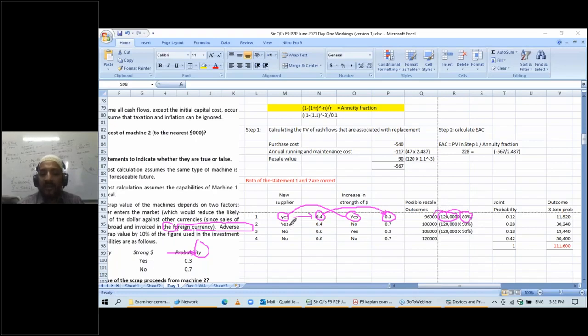Now in the second case, there is a supplier entering the market, but no change in the strength of the dollar. So only one variable is changing. That's why I'm taking a 10% change. Over here also only one variable is changing. The strength of the dollar is changing, and no new supplier is entering. But in the last case, there are no changes. Neither does a supplier enter the market nor does the dollar strength change. So I have taken the full amount, which is 120,000. This is how I have taken the numbers.